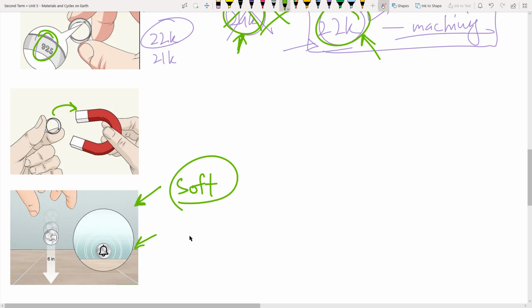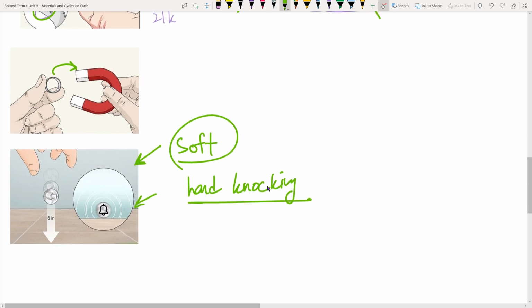But if it's steel or nickel or any other heavier metal, it is going to be a hard knocking sound, right? So if you get a hard knocking sound, then it's not silver. So this is an acoustic test. We call this an acoustic test or sound test, right?